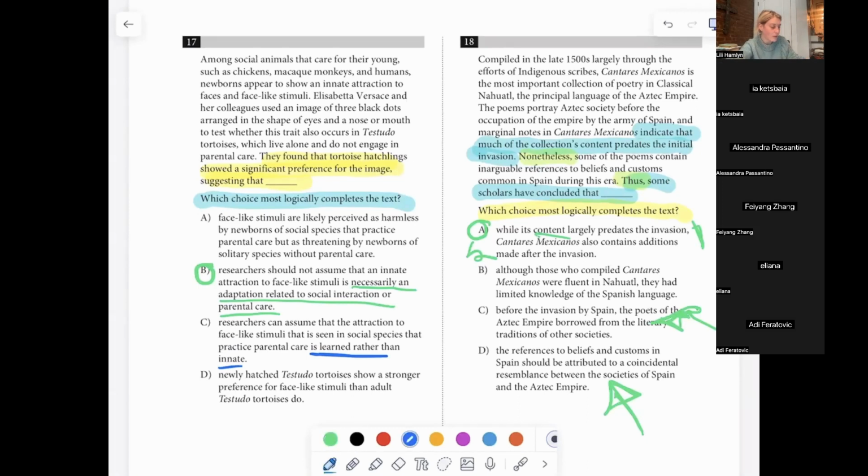We know that some was made after because some of the poems contain inarguable references to the beliefs and customs common in Spain, which is the cultural influence of the colonial power that comes in, right? The Aztec people wouldn't have known about Spain and their customs until they were colonized. So the inclusion of Spanish customs suggests that some additions were made after the invasion. Does that make sense?